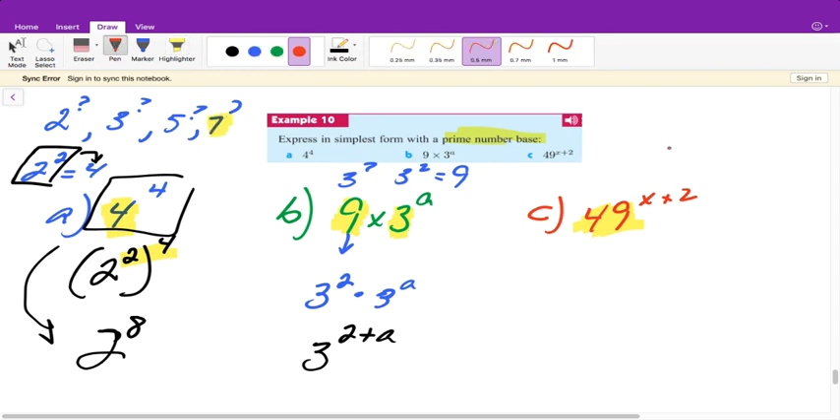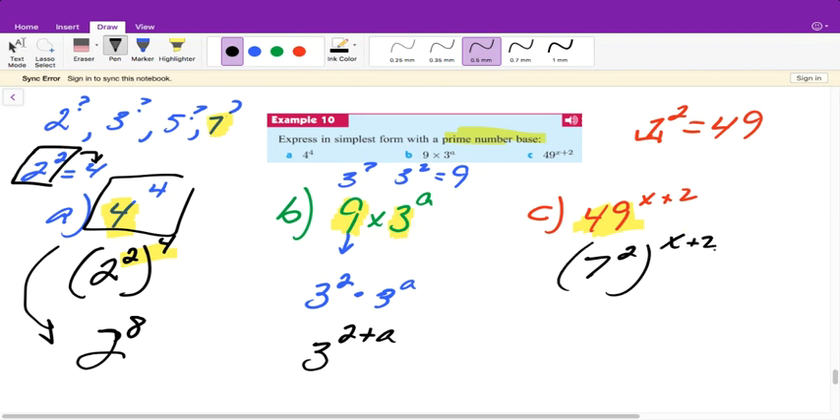Yes. We know that 7 squared is equal to 49. 7 is a prime number. So we can rewrite this as 7 squared, and it's all being raised to the x plus 2 power. With a power to a power, we need to multiply. So it becomes 7 to the 2 times x plus 2 power. This is how your book leaves it, but I don't want you leaving it like this. I would prefer you distribute it in, and it becomes 7 to the 2x plus 4 power.